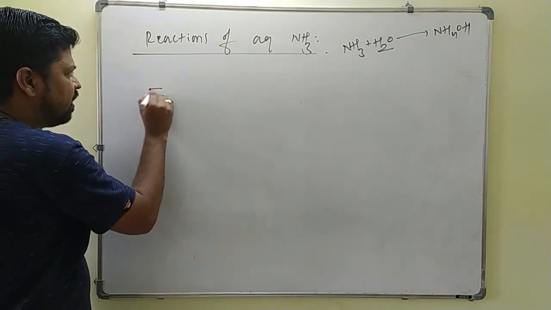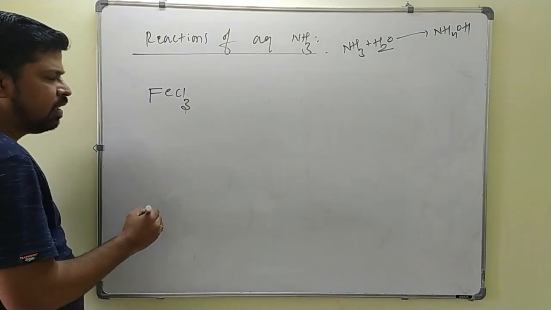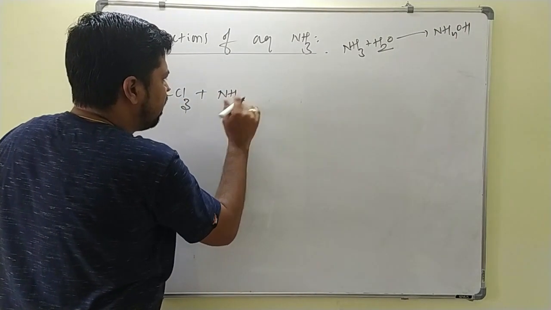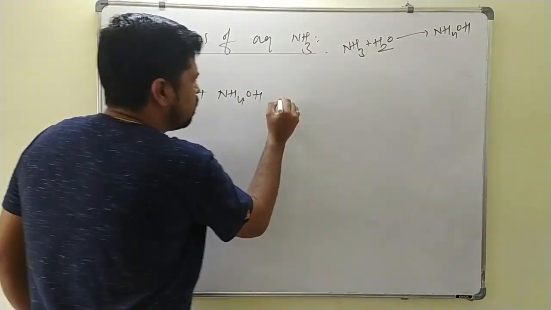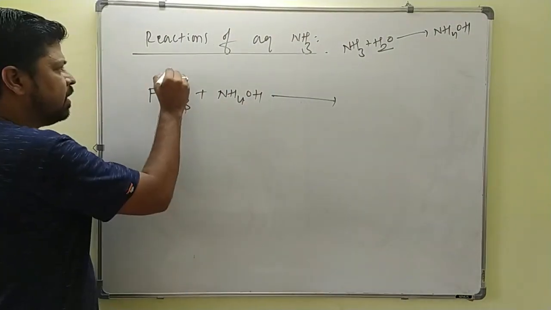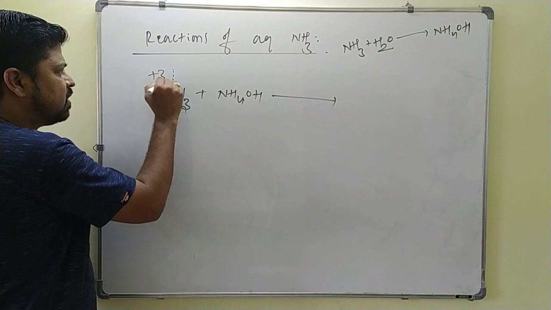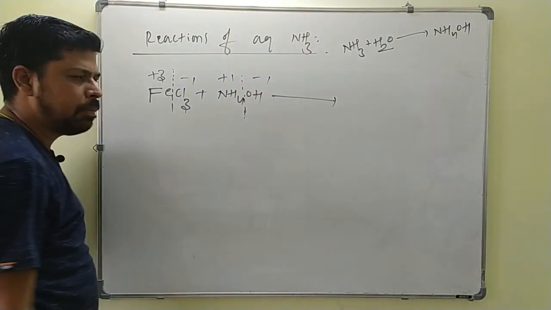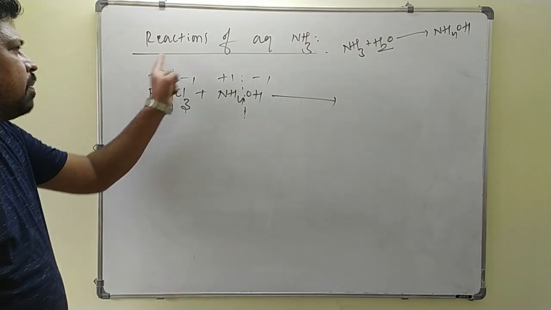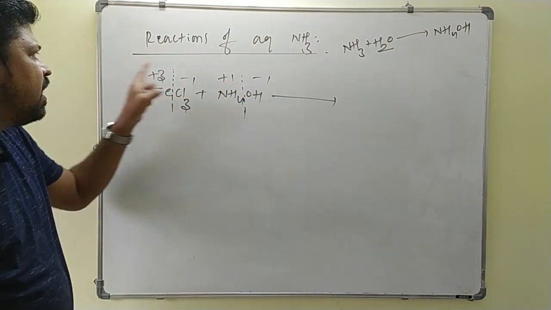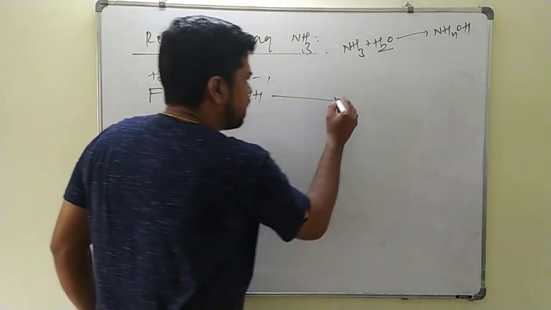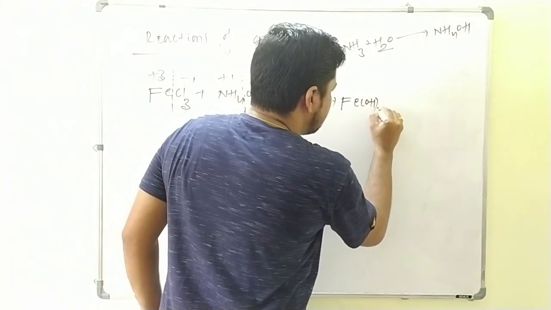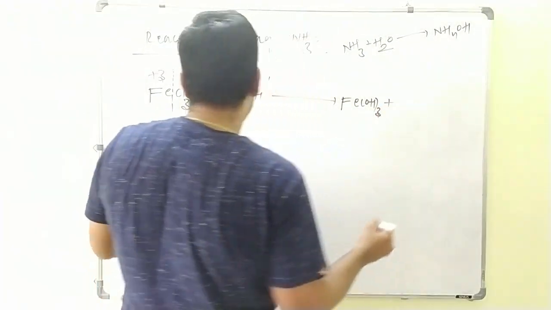For example, take the reaction of FeCl3 with aqueous ammonia, which is nothing but NH4OH. Now, Fe is plus 3 and Cl is minus 1. Split NH4OH into plus 1 and minus 1. Plus reacts with minus, and this plus reacts with minus. What will be the formula? Fe plus 3 and OH minus 1. This is nothing but ferric hydroxide, Fe(OH)3.